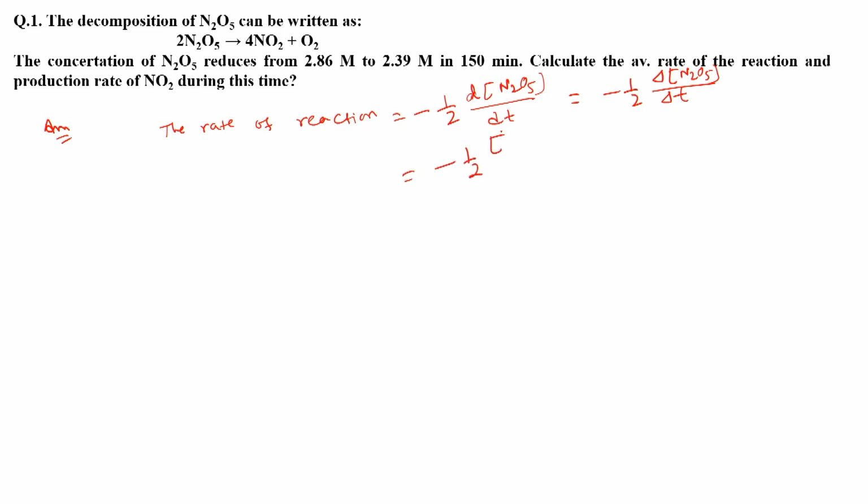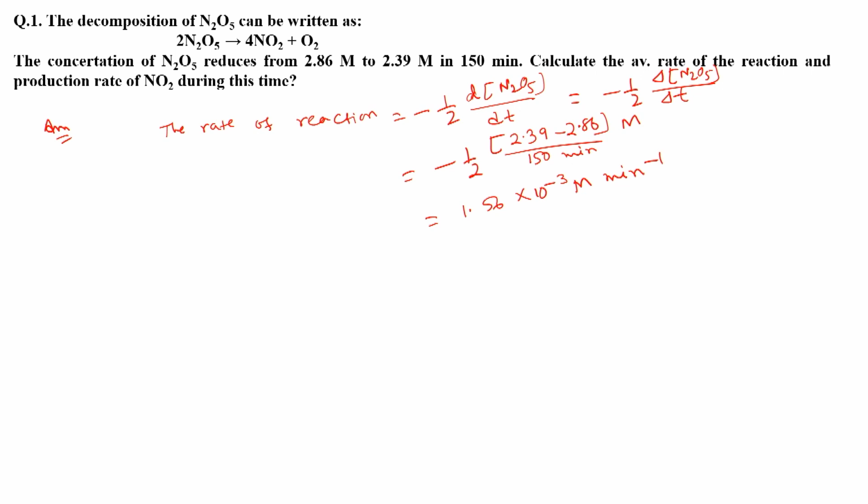What is the change in concentration of N2O5? So it started with 2.86. This is initial concentration. This is final concentration. So final minus initial, so 2.39 minus 2.86. And what is the time here? Time here is 150 minute. This is moles. So if we carry out this one, we get 1.56 times 10 to the minus 3 moles per minute. So this is the rate of reaction.